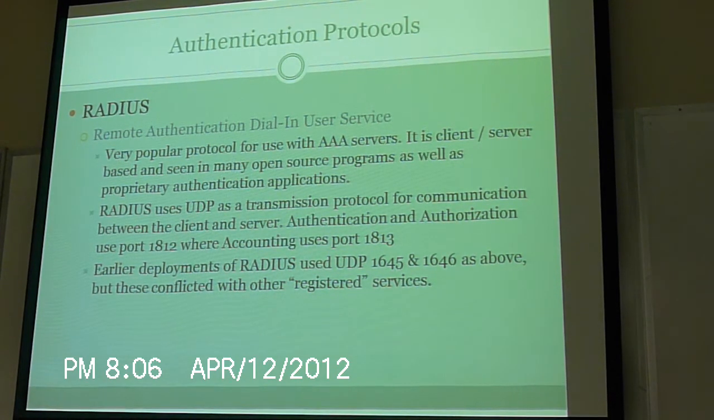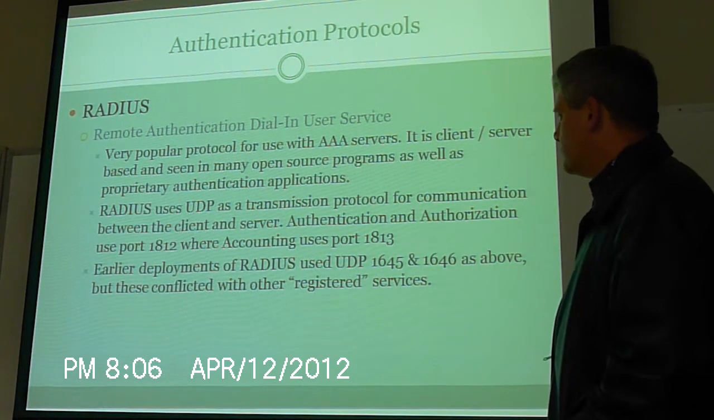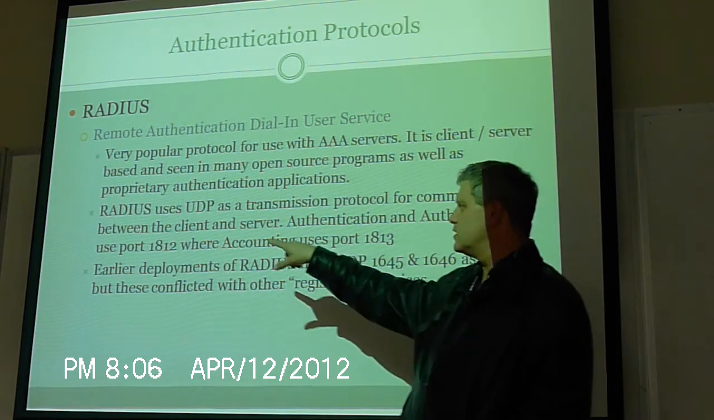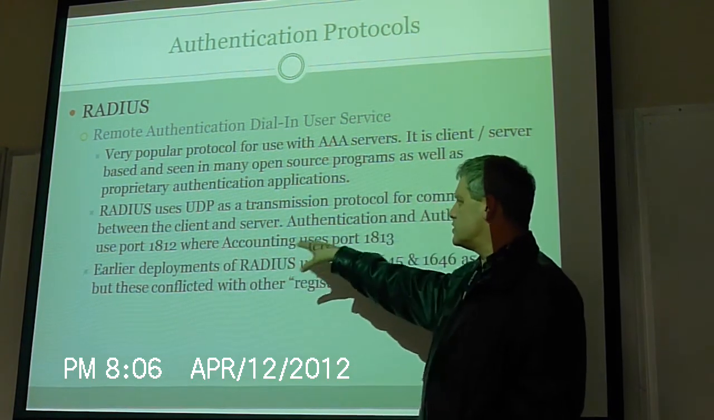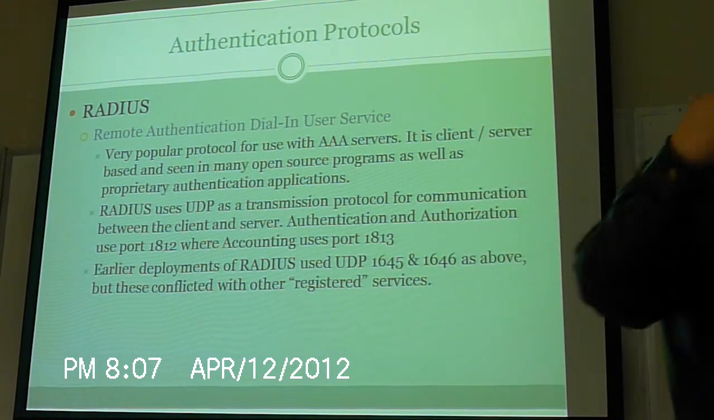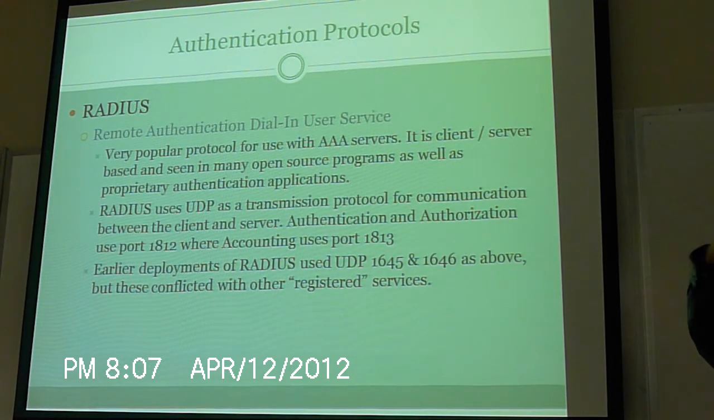Radius is Remote Authentication Dial-In User Service. Very popular. It's open source. It can be used in a wide variety of servers, both Linux and Microsoft. It uses UDP as its transport. Older ones used 1645 and 1646. Newer Radius uses 1812 and port 1813. Okay, keep that in mind. So we're going to talk about the pros and cons and differences between Radius and TACACS.